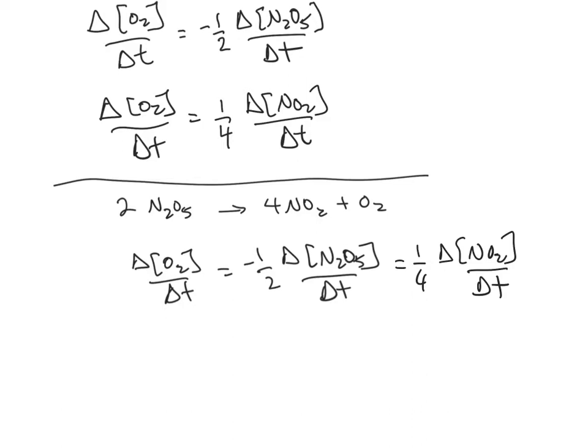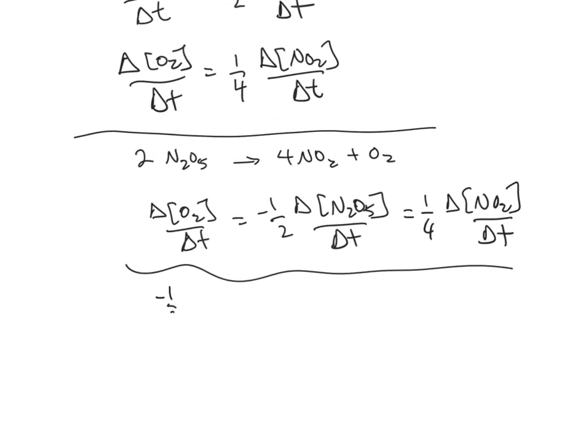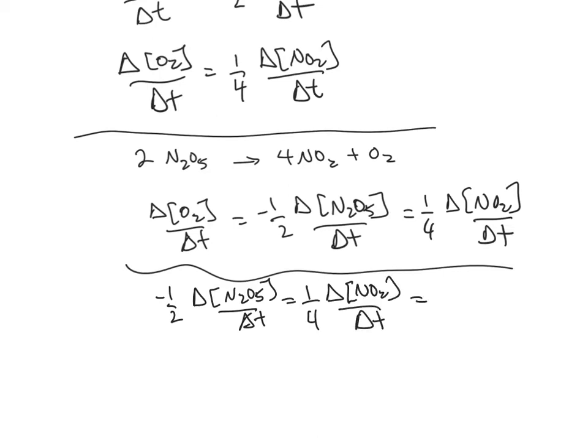Now I can rewrite this again, and this time put them in the order of the components in the reaction. So I can say -1/2 rate of N2O5 is equal to 1/4 the rate of NO2, which is equal to 1/1 times the rate of O2.